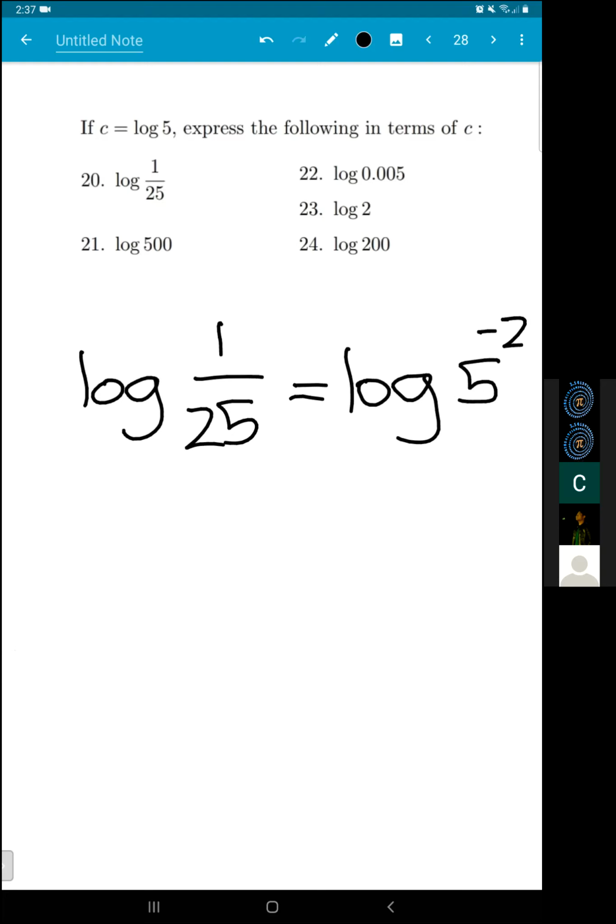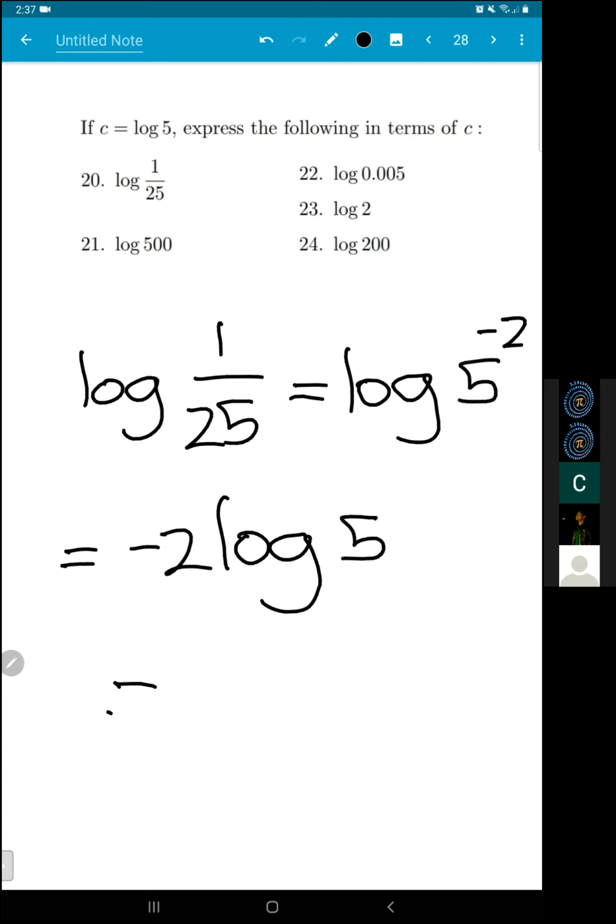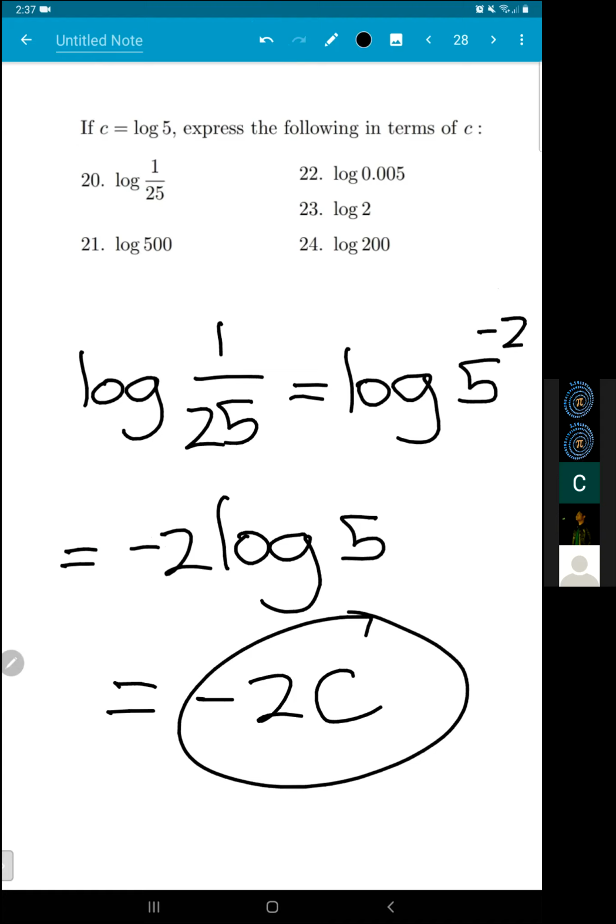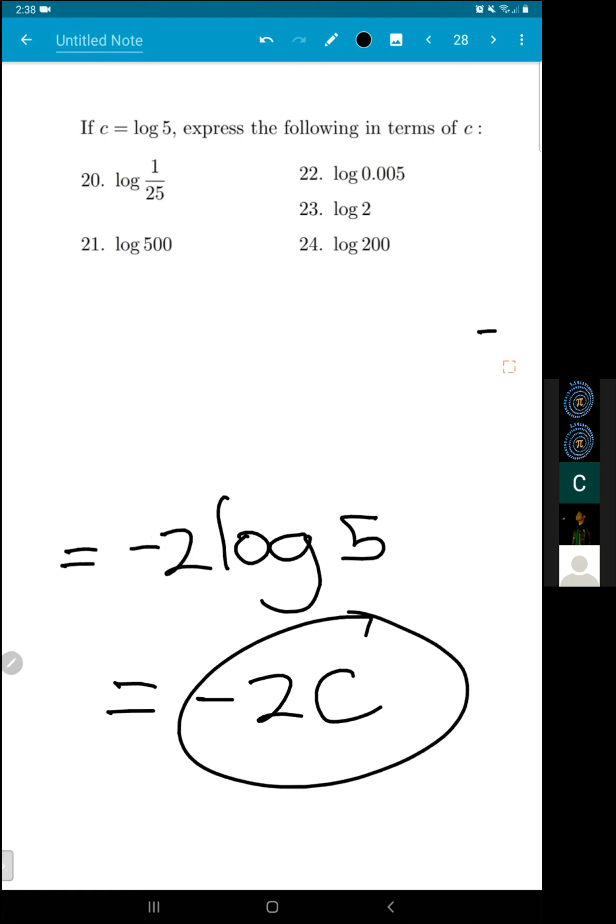Okay. So that becomes, you can bring down the exponent. Property 3, negative 2 log 5. And then log 5 is C. So the answer is negative 2 C. Any question?